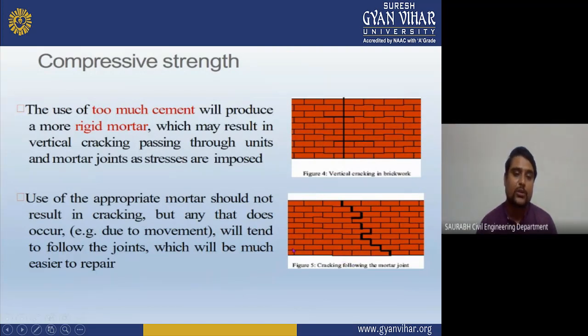Come on the second point, use of appropriate mortar should not result in cracking, but any that does occur due to movement will tend to follow the joints, which will be much easier to repair. As you can see here, that is your cracking following the mortar joint, and this is happening due to the improper mixing of mortar.